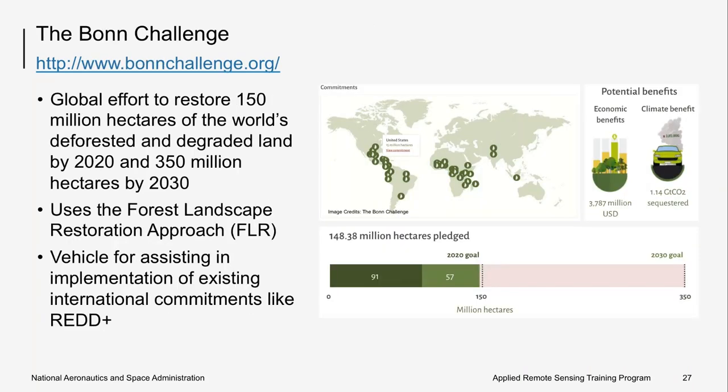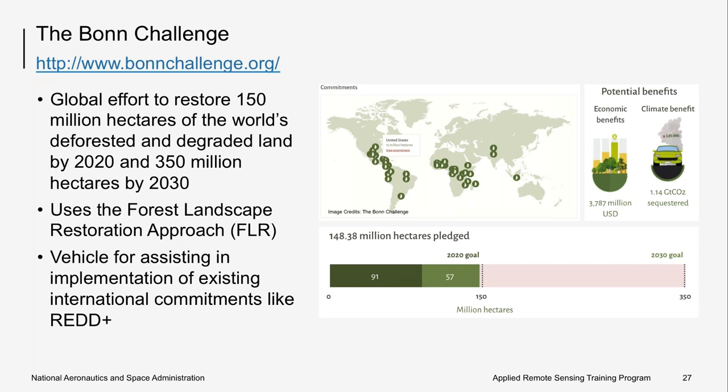The Bonn Challenge is a global effort to bring 150 million hectares of the world's deforested and degraded land into restoration by 2020, and 350 million hectares by 2030. The restoration of this land is in line with the Forest Landscape Restoration approach, or FLR. This is an ongoing process of retaining ecological functionality and enhancing human well-being across deforested or degraded forest landscapes.